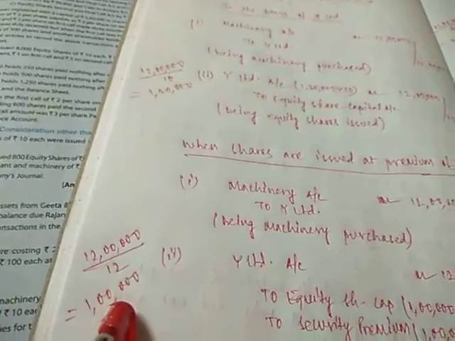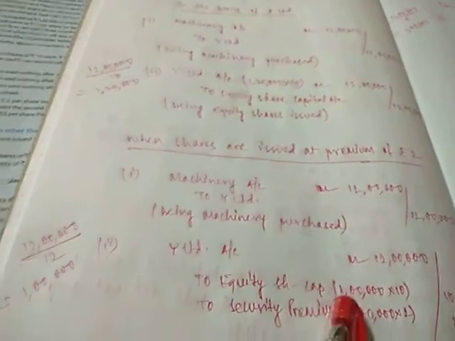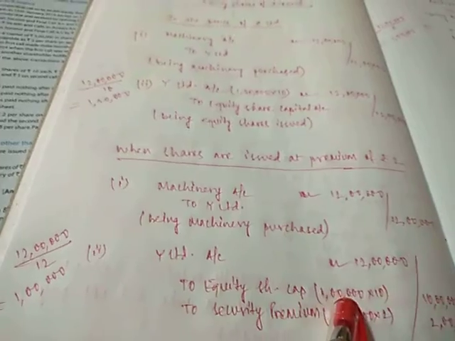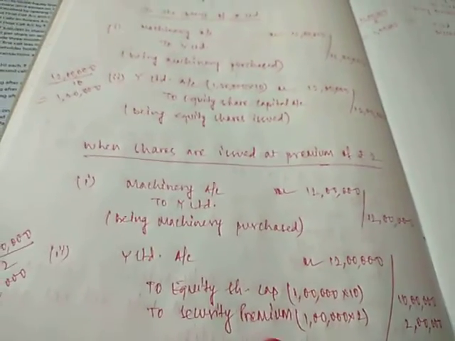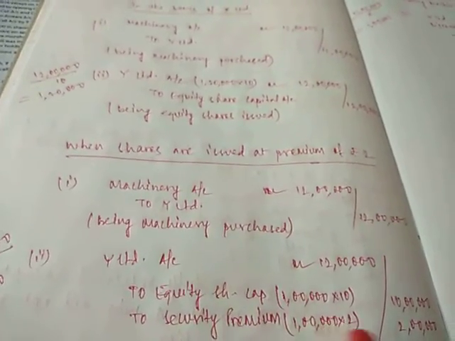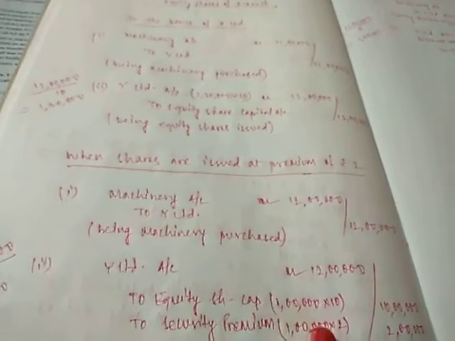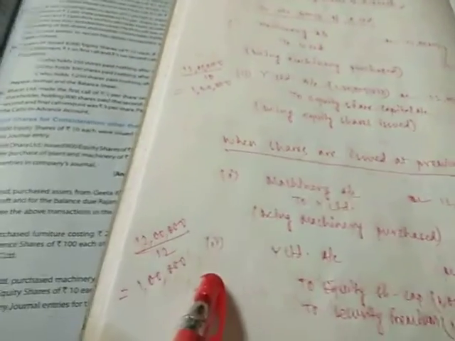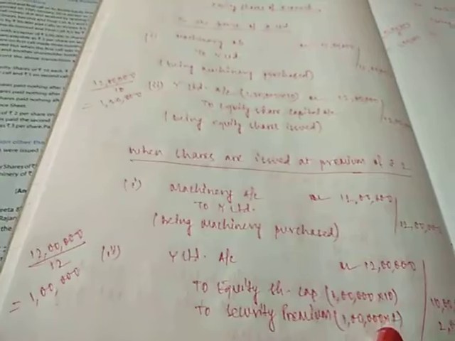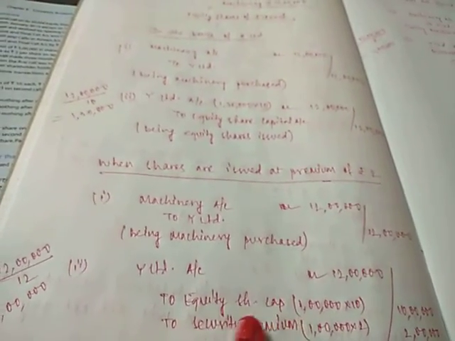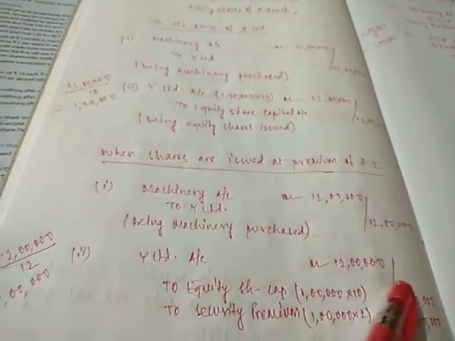Number of shares we got is 1 lakh. So in equity share capital, 1 lakh into the face value only, 10. In equity share capital we will put 1 lakh into 10, that is 10 lakh. In security premium we will write 1 lakh into 2, that is 2 lakh, because the premium is rupees 2 and the number of shares we got here is 1 lakh. So the entry becomes Y Limited debit 12 lakh, equity share capital 10 lakh, and security premium 2 lakh.